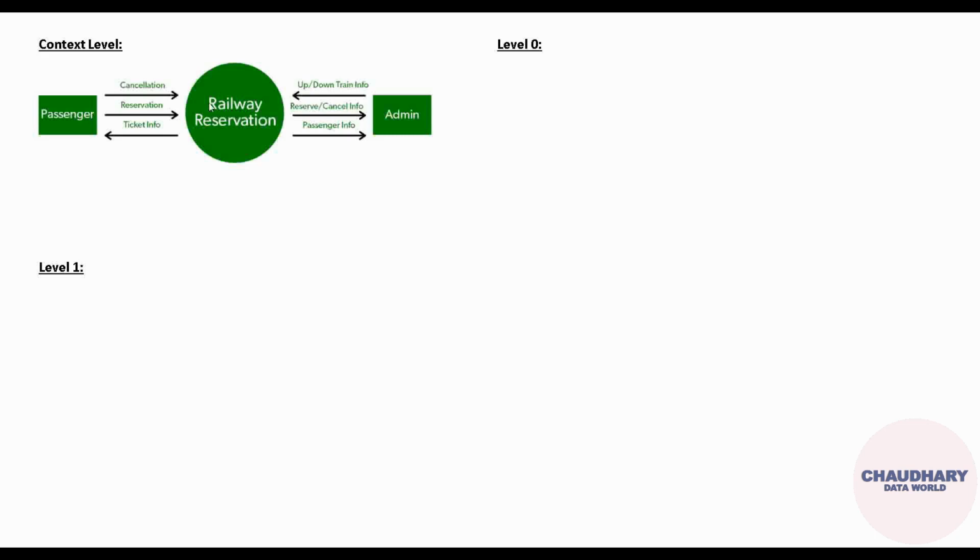This railway reservation is the centralized system with which the passenger is also there, and it has multiple processes: cancellation, reservation, ticket info, everything. The passenger is dealing with that. After that, there is an admin at the back end, which is the railway persons or the railway executives, which is another entity here. They handle the train info, reservation and cancellation information, and passenger information. So this is the context level view of that particular railway reservation process.